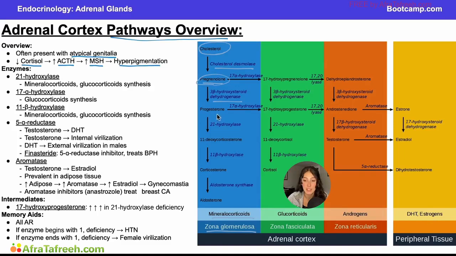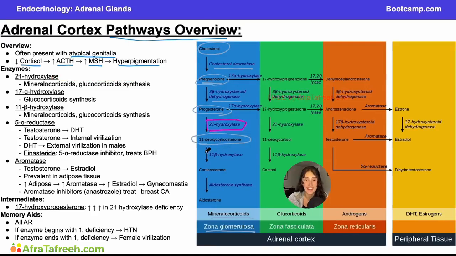3-beta-hydroxysteroid dehydrogenase is going to convert pregnenolone into progesterone. Progesterone you may be more familiar with. And then one of our important enzymes that I'll point out here, 21-hydroxylase, is going to convert progesterone into 11-deoxycorticosterone. Our second key enzyme, 11-beta-hydroxylase, is going to convert 11-deoxycorticosterone into corticosterone. Then aldosterone synthase will convert corticosterone into aldosterone, and that is how we are going to synthesize mineralocorticoids through this pathway.